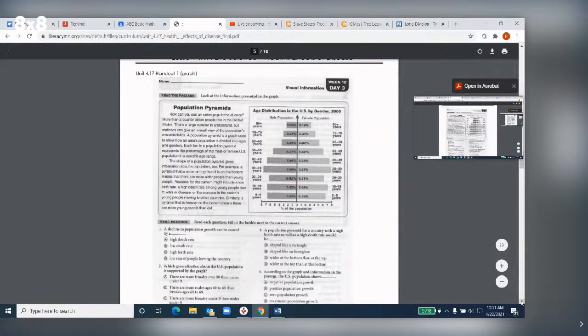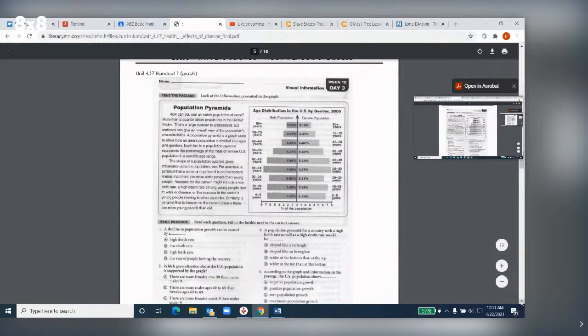A low death rate, people aren't dying, so that wouldn't cause our population to go down. So it's either A, high death rate, people are dying, so that might cause our population to go down. And D says low rate of people leaving the country. Well, if no one's leaving the country, it's not going to cause our population to go down. So the best answer there would be A, a high death rate. Okay.